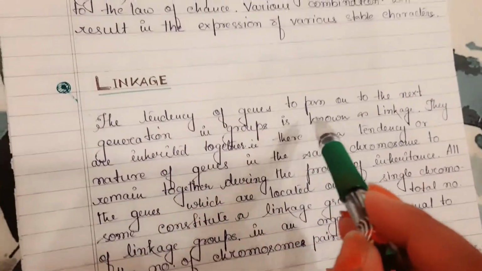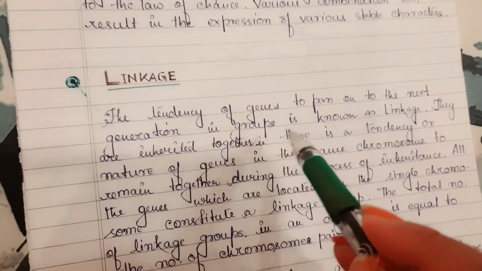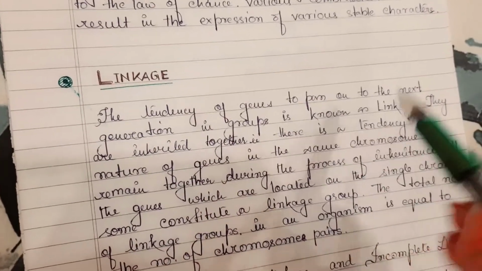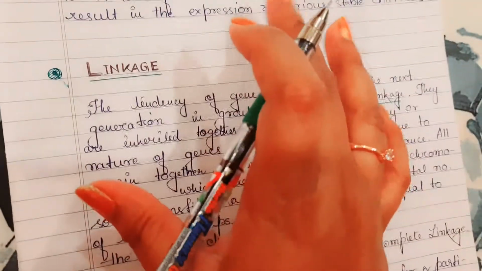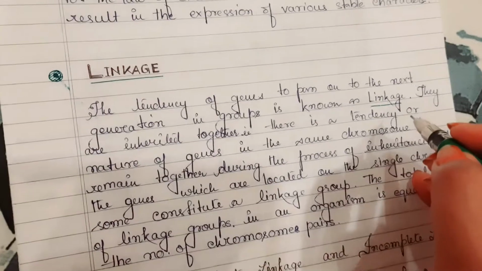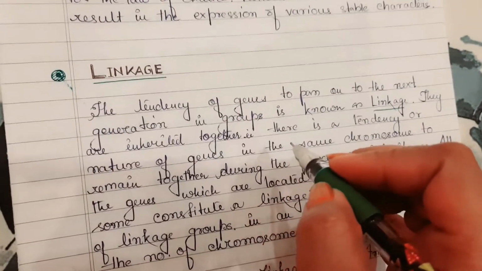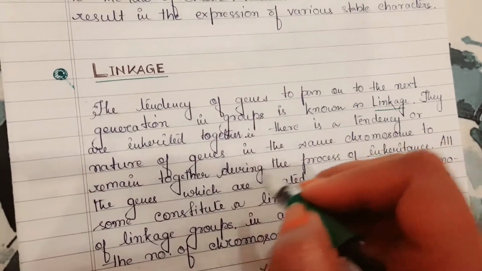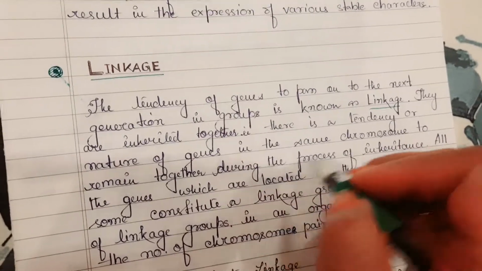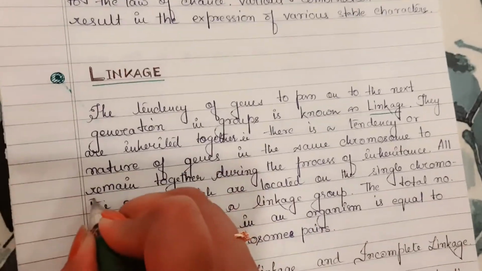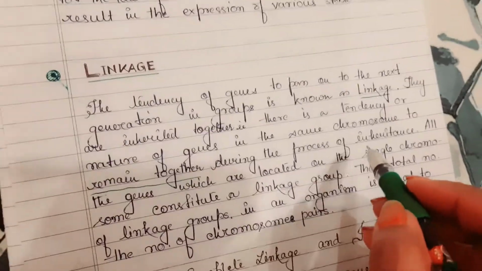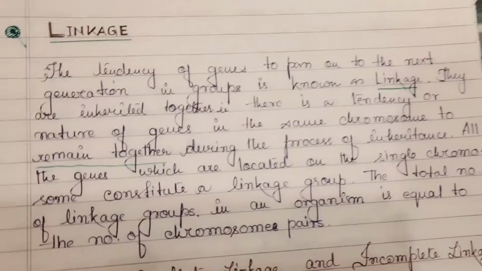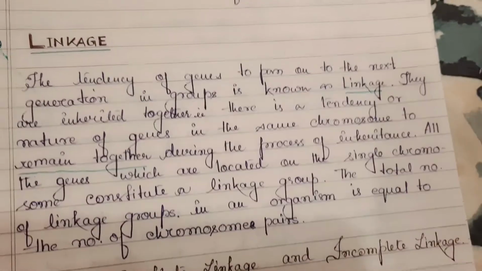What is linkage? The tendency of genes to pass on to the next generation in groups is known as linkage. It is linked. The very English word gives you the meaning. They are inherited together. That is, there is a tendency or nature of genes in the same chromosome to remain together. They don't leave each other. They remain together during the process of inheritance.